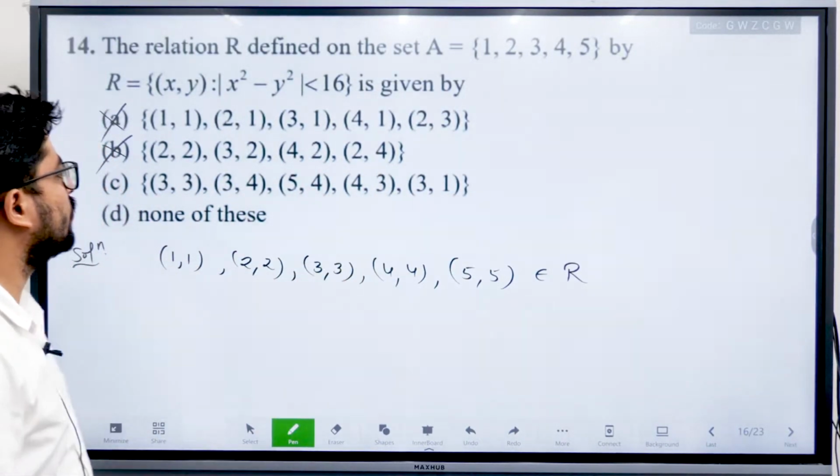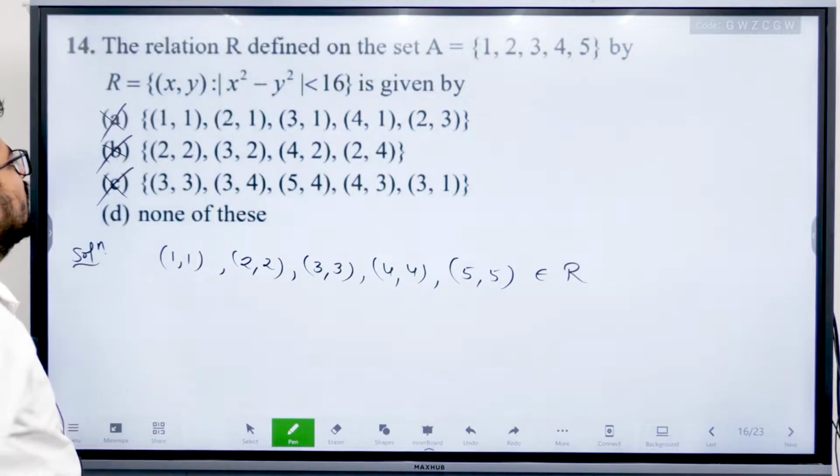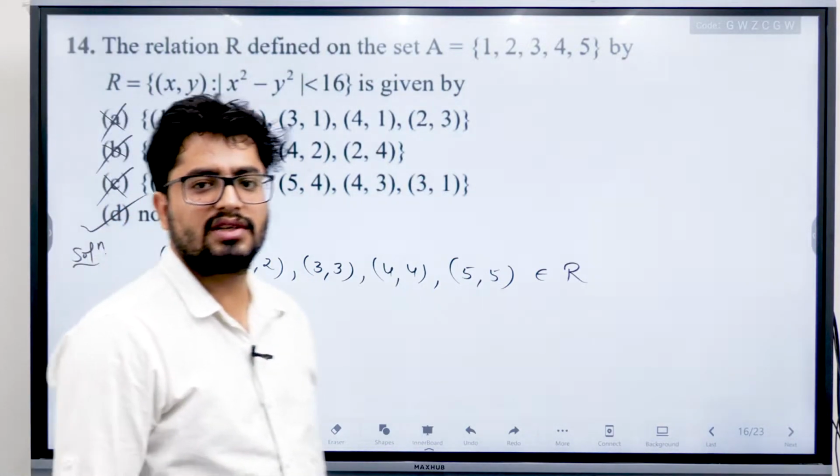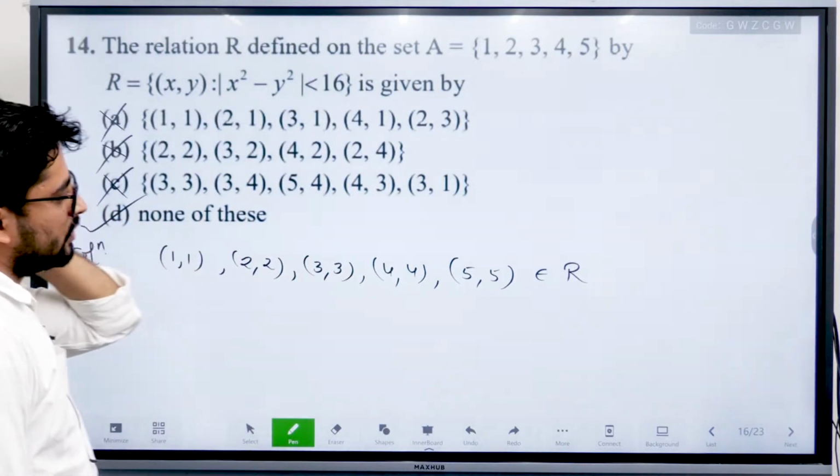Here you do not have any (1, 1) or (2, 2). So this is not the complete relation. So for this particular question your final answer is D, none of these.